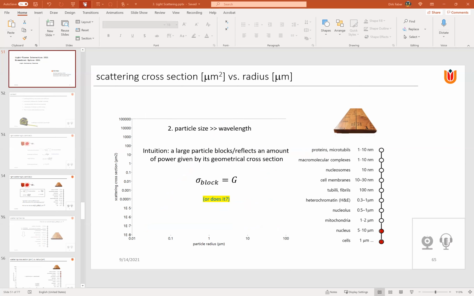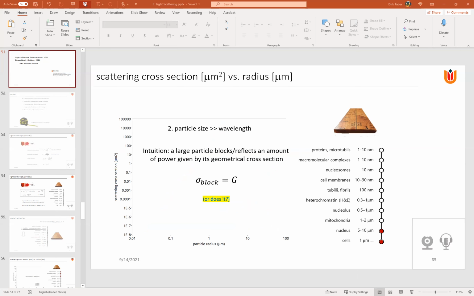So now let's look at the completely other side, where the particle is much larger than the wavelength. Really think nucleus size or cell size, red blood cell size. So intuition would tell us, I guess, that a large particle would block basically all the light.